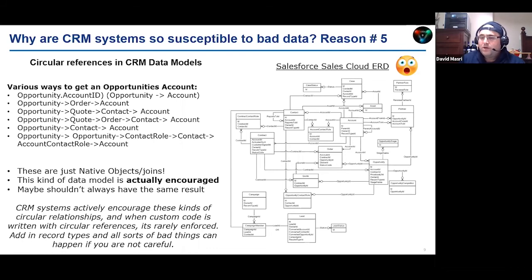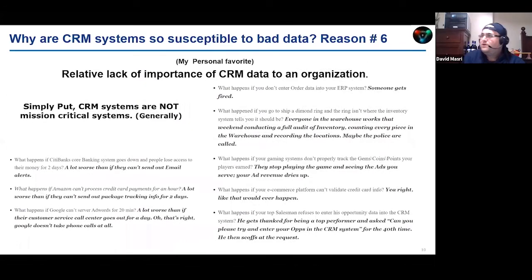Where in a more traditional data model, the data model itself enforces the integrity of the data. And the last reason, and this is my absolute personal favorite of all of these, is the relative lack of importance of CRM data to an organization.